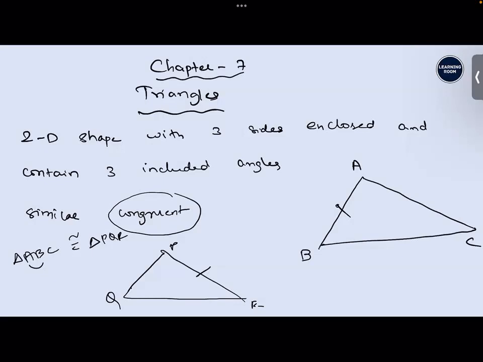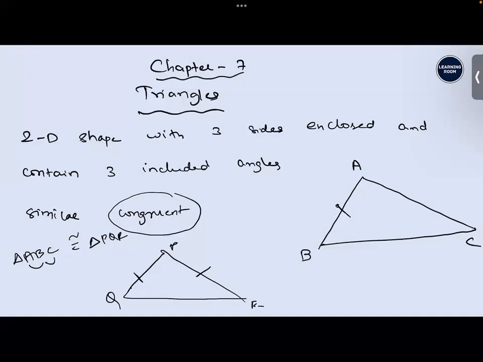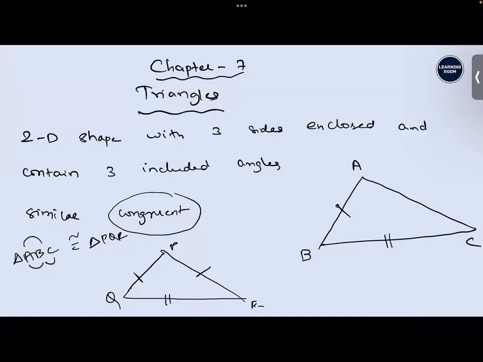So if you look at the order I wrote, triangle ABC is congruent with triangle PQR, which means AB and PQ are of the same length. Similarly, BC and QR, and AC and PR will be congruent. When the sides are the same, the included angles will also be the same without a doubt. Is that clear?